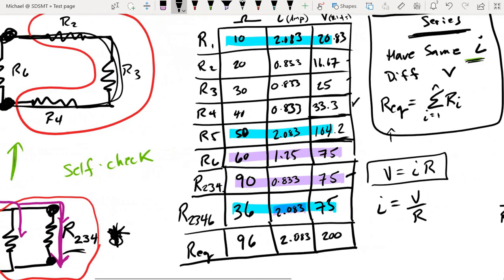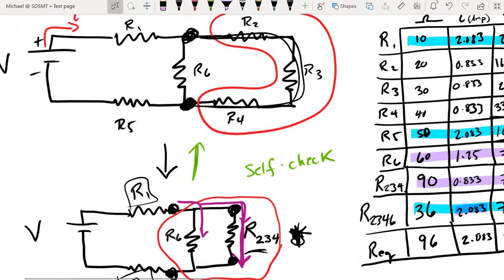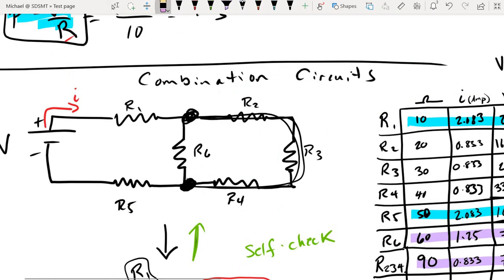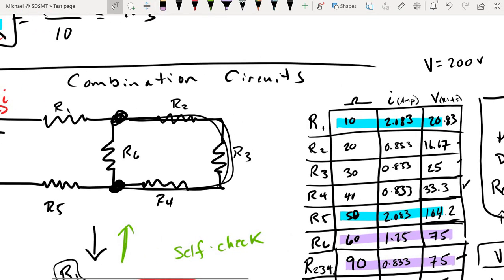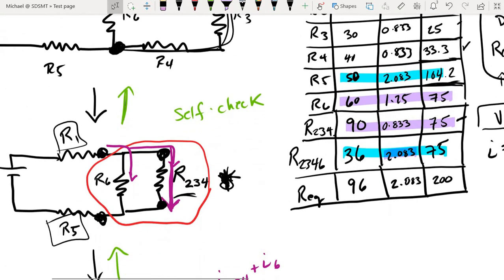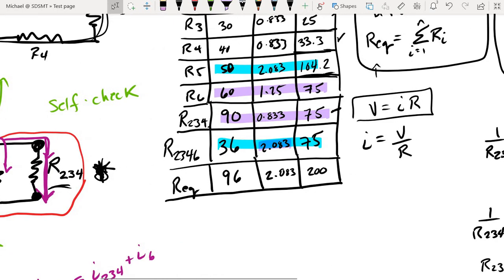So now our table is completely full. We know absolutely everything that we could possibly want to know about every resistor in the original diagram. I know the current going through each resistor. I know the potential difference across each resistor. And like I said, now if we wanted to, I could ask questions like, well, what's the power associated with each resistor?